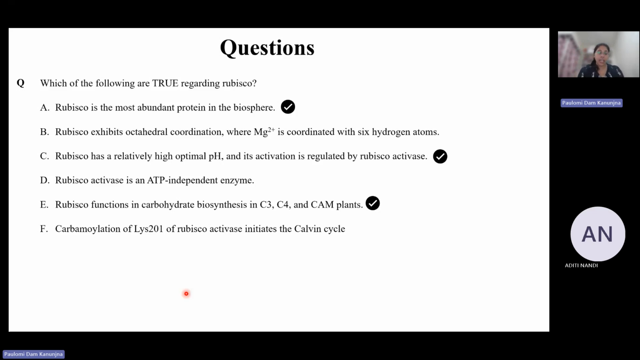Right? Okay, the next one says Rubisco function is carbohydrate biosynthesis. Yes, we haven't discussed this, so that's why probably, but it is part of all C3, C4, and CAM plants, right? And the last one says carbamylation of lysine 201 of Rubisco initiates the Calvin cycle. It is not Rubisco activase, it's Rubisco. That's the incorrect part. Okay, good job.